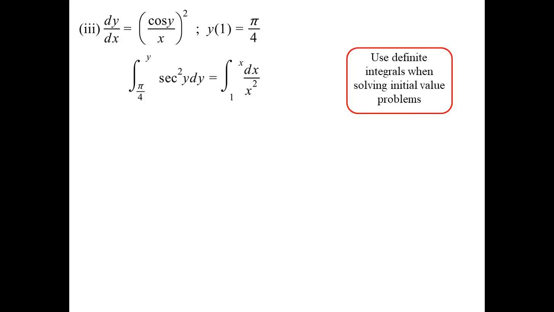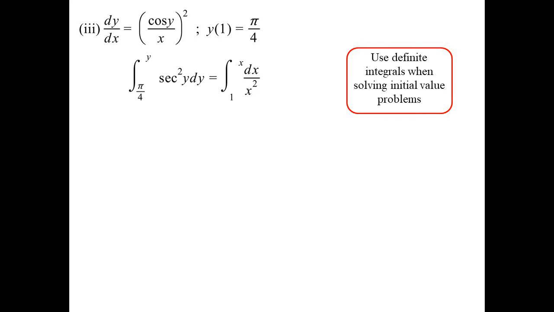So y, when x is equal to 1, is pi on 4. We've got cos squared y on x squared. Similar to what we were doing in other integration, if I've got an initial value problem, I'm going to go with definite integrals rather than trying to find constants and things like that. So it will become this.